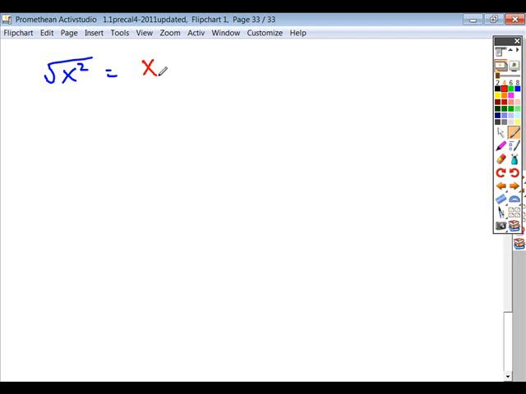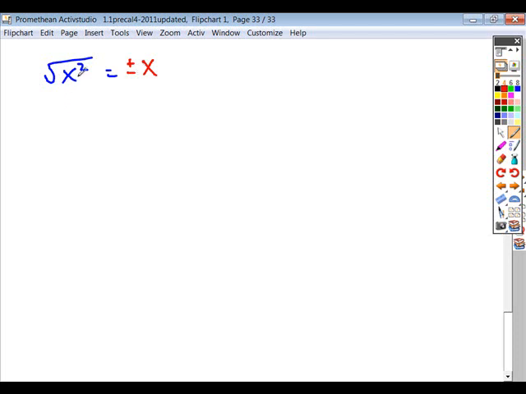Okay? What if I had said x was negative 5? What is negative 5 squared? 25. So what is the square root of 25? 5, but what did I say x was? Negative 5. So is this true? No. So what about this? Would that be true?